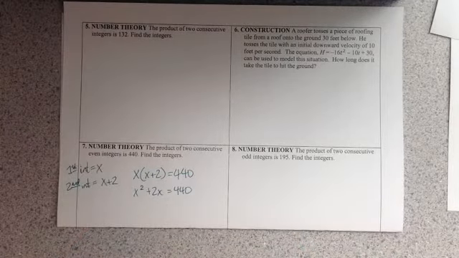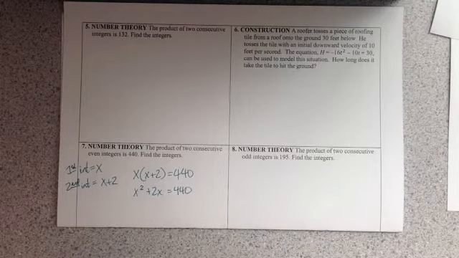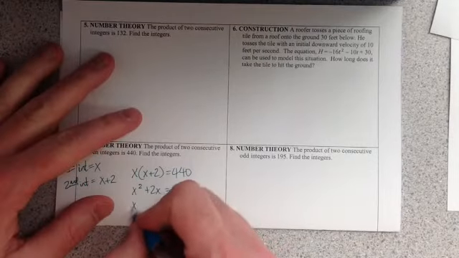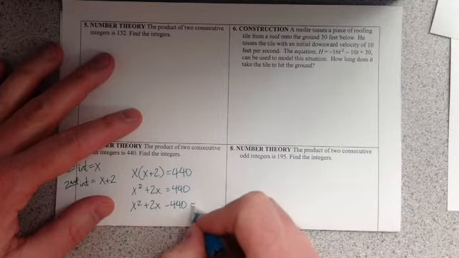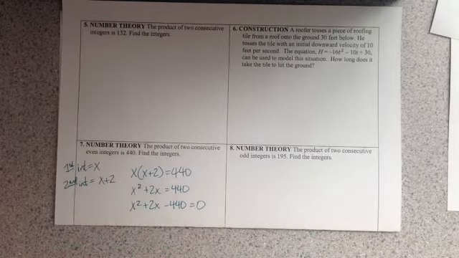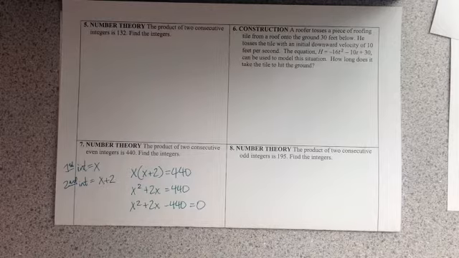You have several choices. You could complete the square if you wanted to, or you could factor it, or you could use the quadratic formula. I'm going to factor this one. So I'm going to do x squared plus 2x minus 440 equals 0. Now you look at 440 and you think, what are two factors? Well, it looks like 20 could go into 440 because 2 goes into 44 22 times. So 20 goes into 440 22 times.